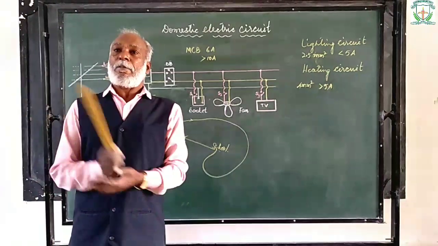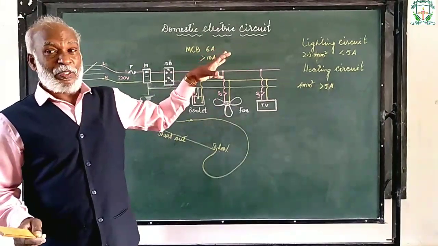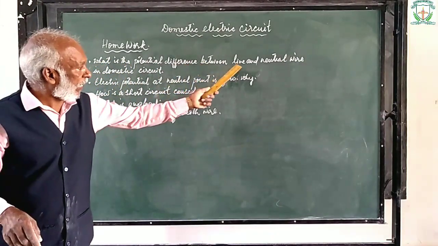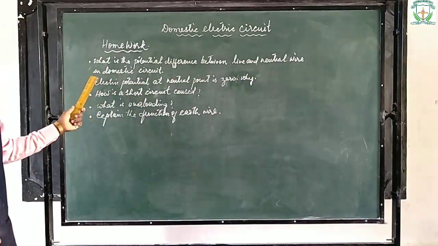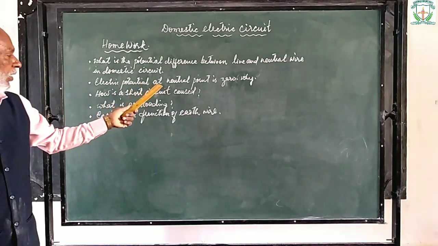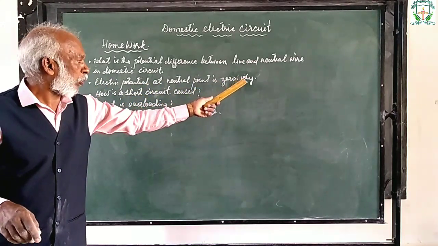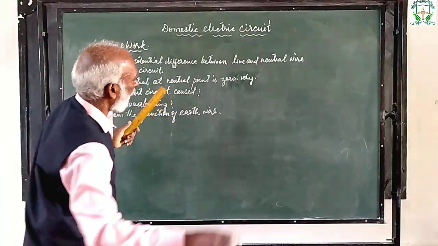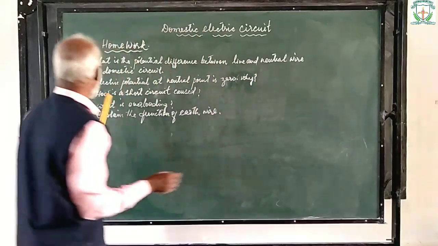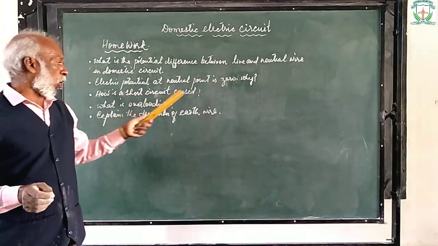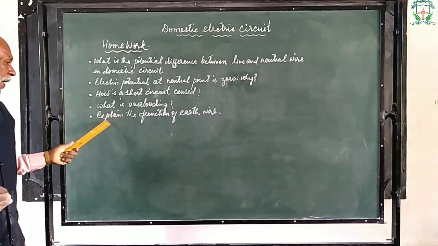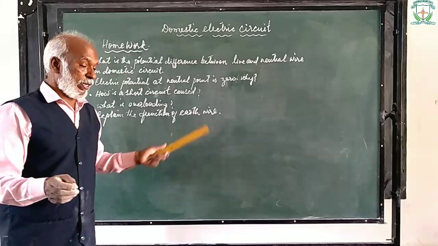So that's all, children. Now I'll give you some homework. What is the potential difference between live and neutral wire in domestic circuit? Electric potential at the neutral point is 0. Why? How is a short circuit caused? What is overloading? Explain the function of earth wire.